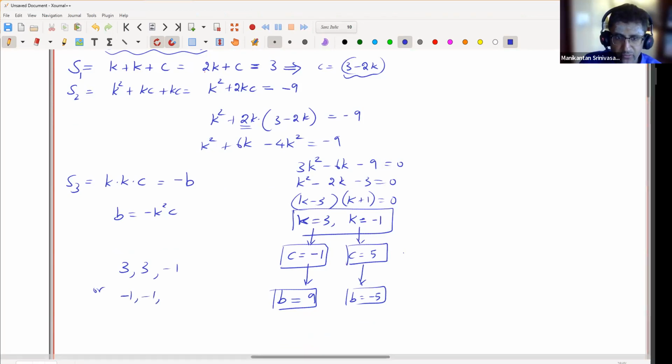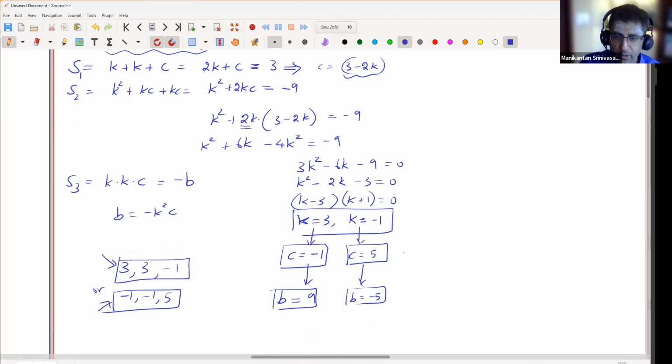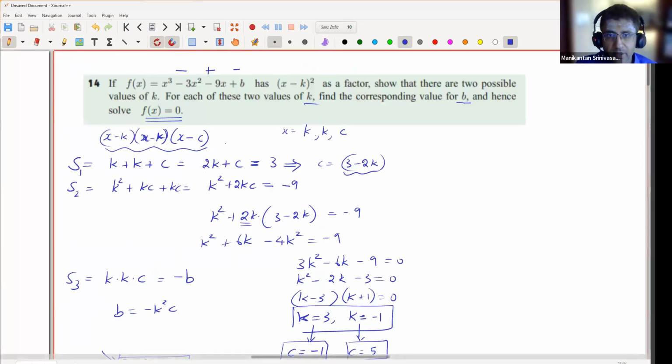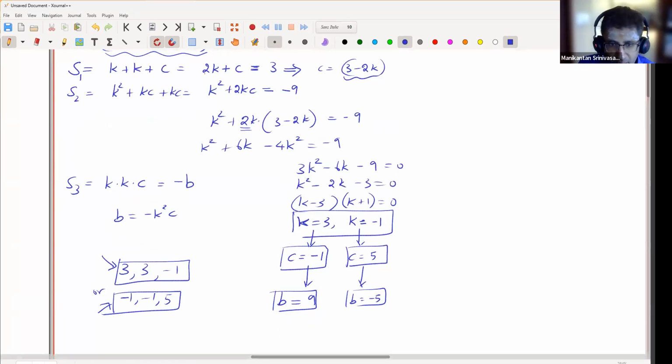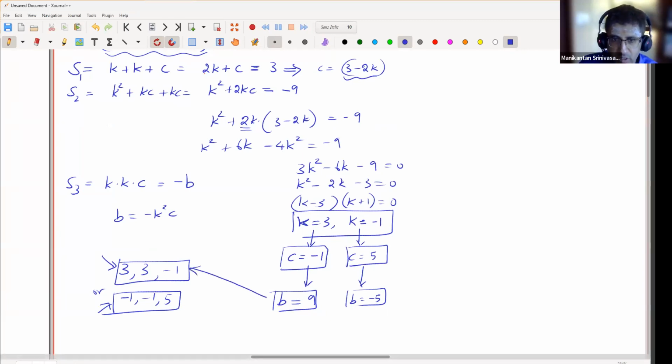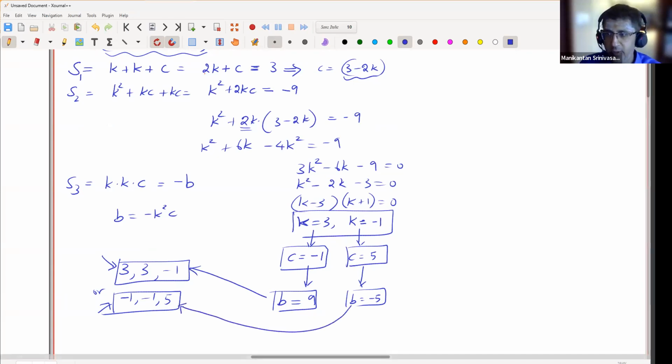-1, -1, and 5. Now you might think, how come I have 6 solutions for a cubic? This is a different cubic, this is a different cubic, because the coefficients are dependent on b. So depending on what the b is, you're going to have 2 different cubics. For the first cubic, the 3 roots are 3, 3, and -1. And for the second cubic, where b is -5, the 3 roots are -1, -1, and +5.